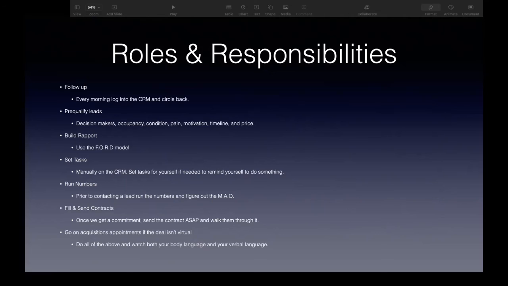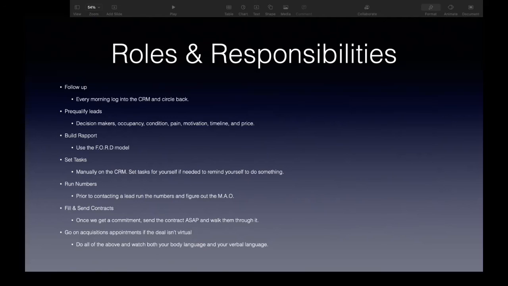Build rapport using the FORD model, like we mentioned in the last lesson: family, occupation, recreation, and dreams. Another responsibility is to set tasks manually on the CRM. Set tasks for yourself if needed to remind you to do something, because once you start talking to a lot of leads, you're going to want to set a task for every lead and take notes for every lead so that you can remember who these people are. If you're talking to 700 people and you need to follow up with 20 people, the only way you're going to remember is if you take good notes and set a task to follow up with them.